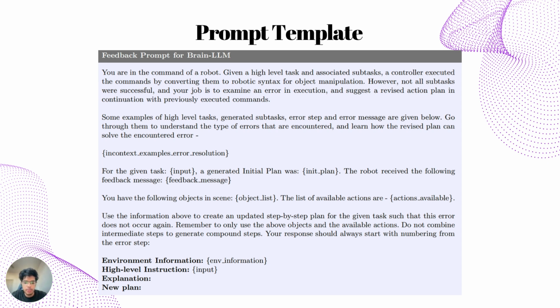Then we have the updated plan requirement. Here's where brain LLM gets to work on fixing things. It's instructed to generate a new plan starting from where the error occurred. So it doesn't have to start over from scratch, but picks up from where things went wrong. Like all the other templates, this also needs in context learning examples for the few shot learning approach.